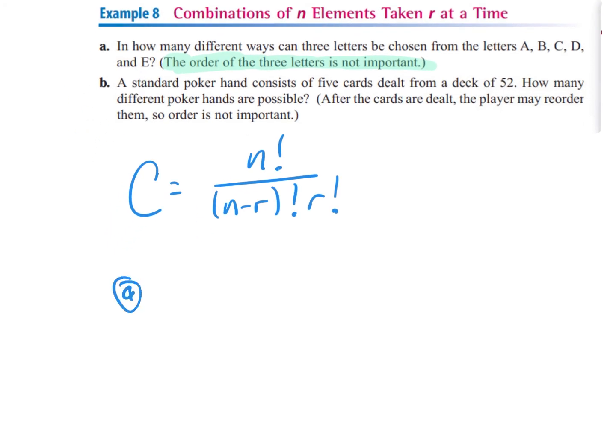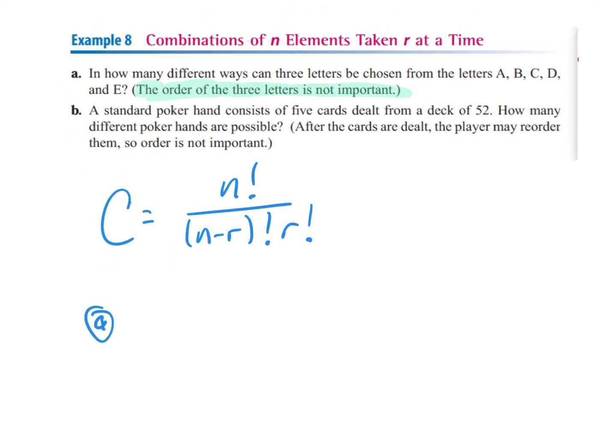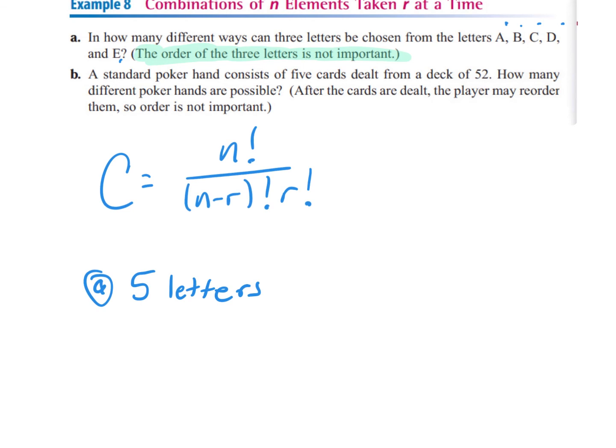So let's look at A. Let's see what they tell us. How many different ways can 3 letters be chosen from A, B, C, D, or E? So how many different letters are there? 1, 2, 3, 4, 5. There's 5 letters. And how many do they want us to choose? You guys have to be able to read. Come on. 3. We want to choose 3.